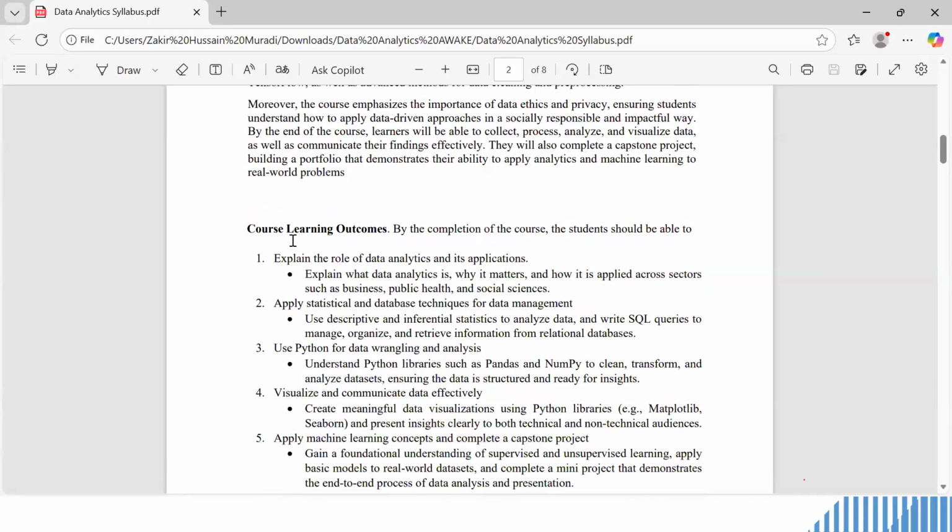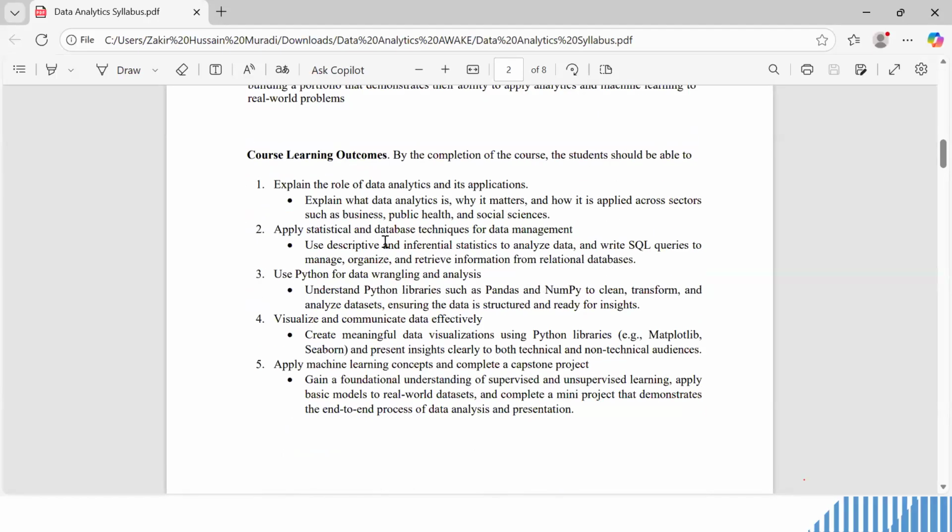So these are the learning outcomes. Explore the role of data analytics and its application, like explain what data analytics is, why it matters, how it is applied across sectors such as business, public health, and social science. Apply statistical and data-based techniques for data management. Use Python for data wrangling or analysis, which means cleaning, transformations, all these things, visualization, and communicate data effectively, like making charts, graphs, or something like this.